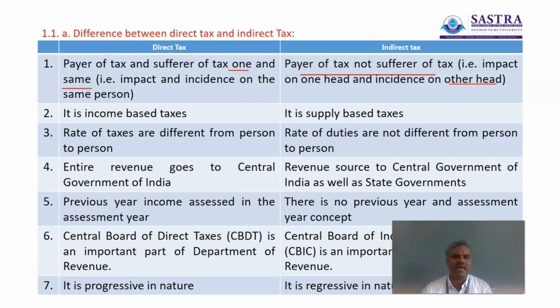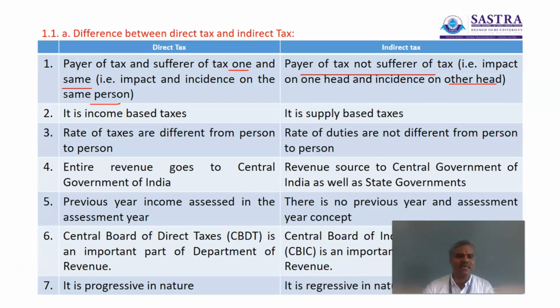But in direct tax, impact and incidence are on the same person. The person who earns money or income has to pay tax. But in indirect tax, a person who runs the business collects the tax from the customers, then pays. So here he is a payer only, but who is the sufferer? The customers, the consumers are the sufferers, because they consume the product, they have to pay.